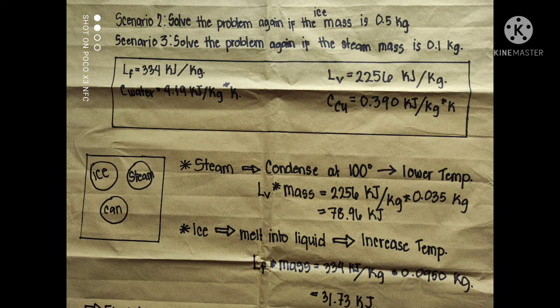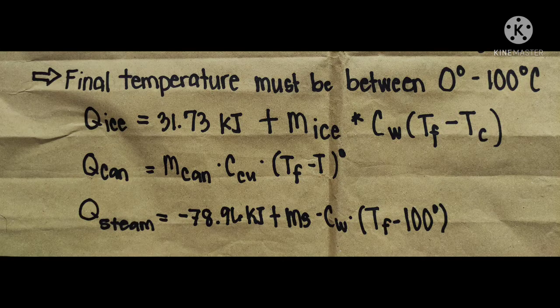If you compare these two numbers, you can see that the steam releases more than enough heat for the ice to absorb to melt. So what happens to the leftover heat? The leftover heat will go toward raising the temperature. Then what do we conclude here? That the final temperature must be between 0 degrees Celsius and 100 degrees Celsius. Let's call that variable TF, the final temperature.